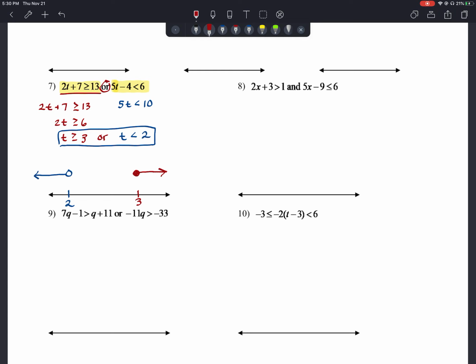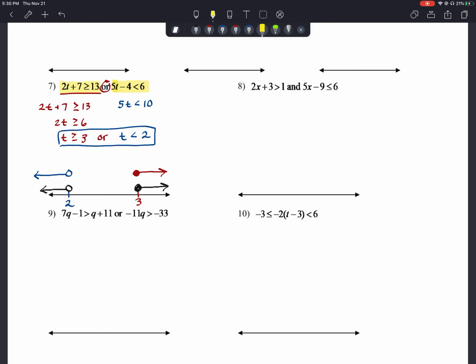So therefore, we don't really have to worry about any overlap and connection here. Our final solution will look just the same. It'll be t is less than 2, or t is greater than or equal to 3. If you got that, you did awesome. Let's go ahead and move on to number 8.